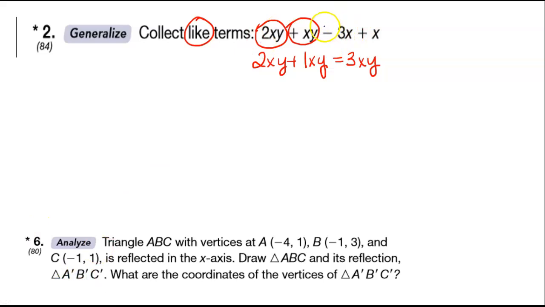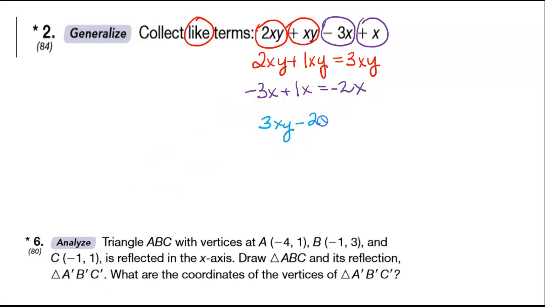And then I'm going to combine anything with an x. So I have negative 3x and x. So that's negative 3x plus, and there's an invisible 1 here. So 1x, negative 3 plus 1. That's opposite signs. 3 minus 1 is 2. And the sign of the larger is negative, and then we have the x. So my answer is 3xy minus 2x.